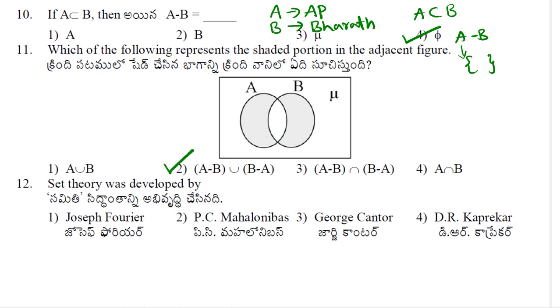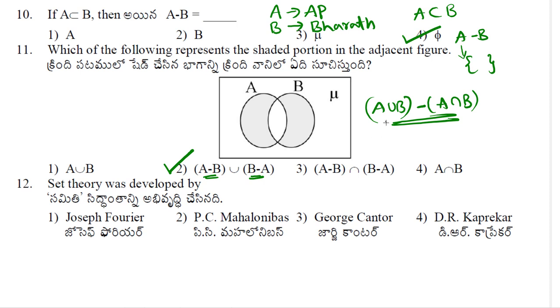Here one thing I need to mention: in the options, if we don't have A minus B union B minus A, then we need to search for another one. You see here in the diagram, the total is nothing but A union B. From A union B, we need to remove the middle area. So what is that middle area? That is A intersection B. That means from A union B, we need to subtract A intersection B. This is also an answer for this one.